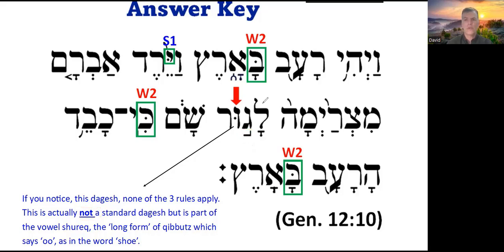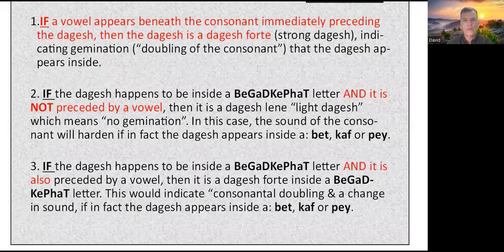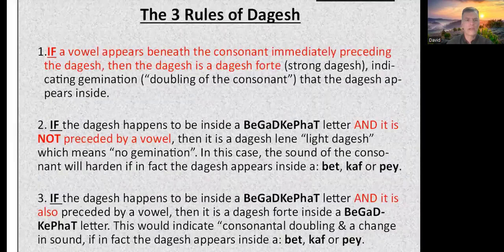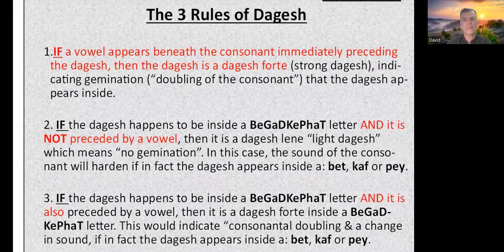Just take a moment to go through the answer key here. So what are the codes? The W stands for weak, and it tells us when a Dagesh is a weak Dagesh. The S stands for strong, and then the numbers refer to rules. So you can see there's a 2, there's a 1, there's a 2, there's a 2. So we have 3 rule number 2s, 1 rule number 1. We jump down to the rules. We're not even going to look at 3 because it doesn't really apply.